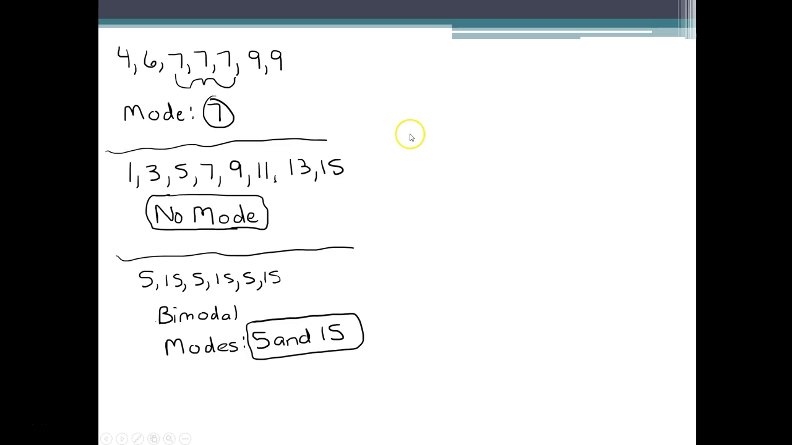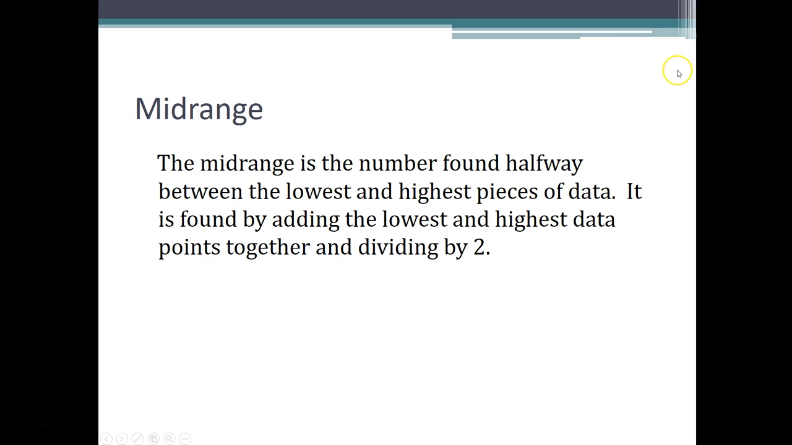All right. And then the last average we're going to talk about is something called the mid-range. That's the number found halfway between the lowest and highest pieces of data. You take the lowest and highest pieces of data, add them up, divide by 2.